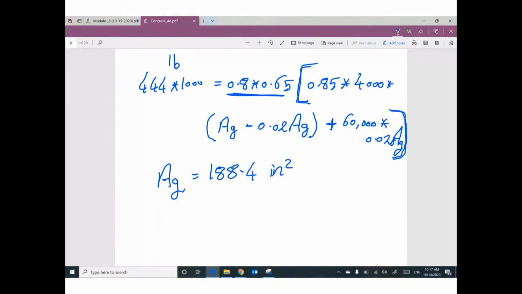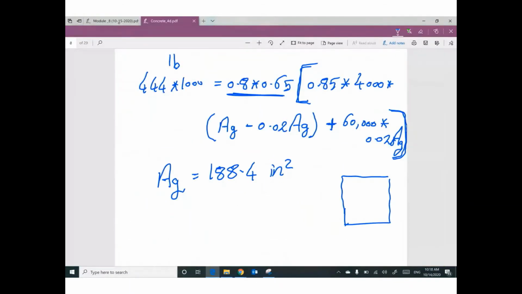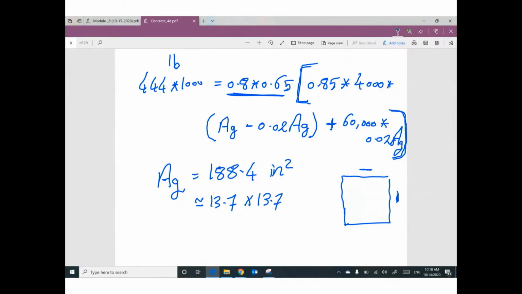This area gross will be converted to a concrete cross section. So how can I convert this area gross to this cross section? Please read your problem carefully. We are looking for a square column. That means this side will equal this one. So I'm going to take the square root of this one. So it looks like 13.7 times 13.7. We would like to make your dimensions integer numbers. So I'm going to assume 14 inch times 14 inch.